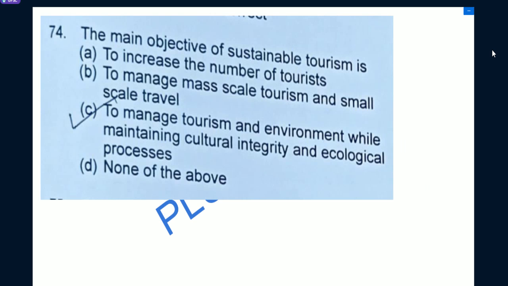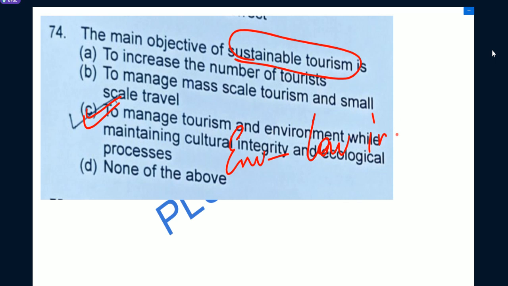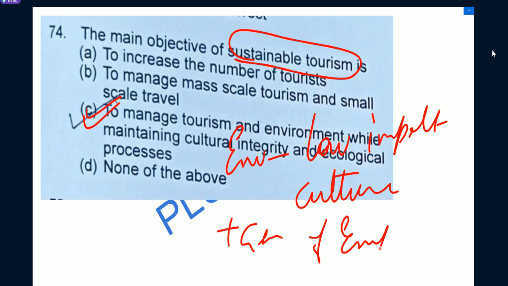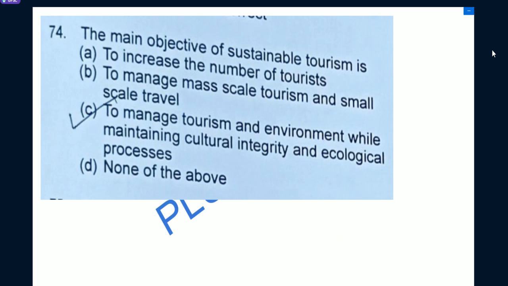Then question number 74. The main objective of sustainable tourism is very simple: to manage tourism and environment while maintaining cultural integrity and ecological process. So what is sustainable tourism? Sustainable tourism is a low impact. Low impact should be there on environment. ठीक है, environment के ऊपर low impact होना चाहिए, and culture, जो local culture है, local culture के ऊपर भी low impact होना चाहिए, plus generation of employment. So these things should be there for sustainable tourism.